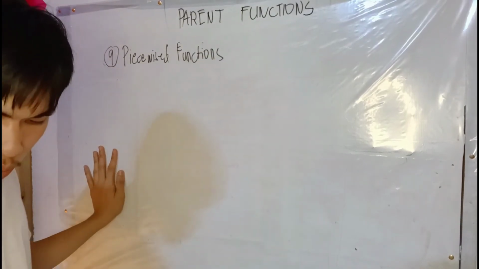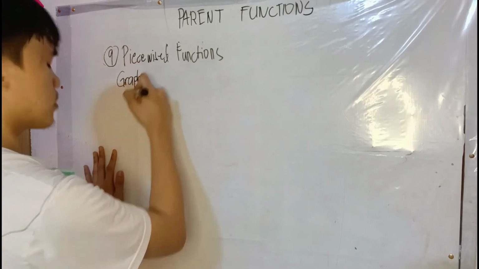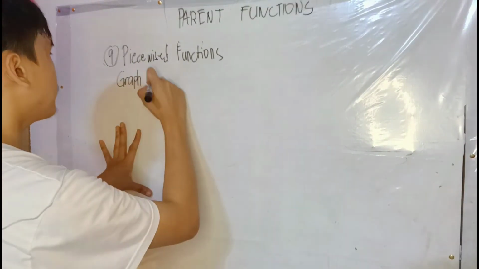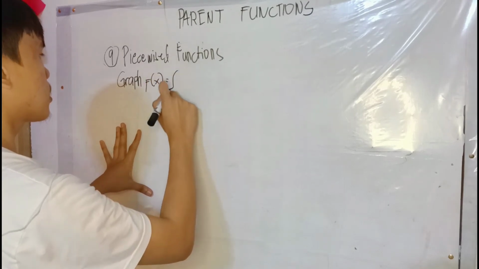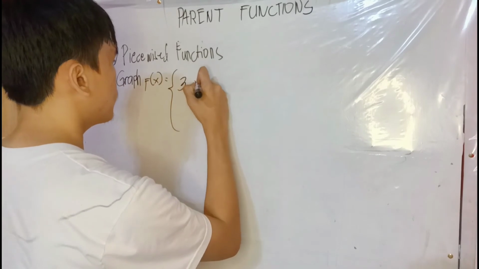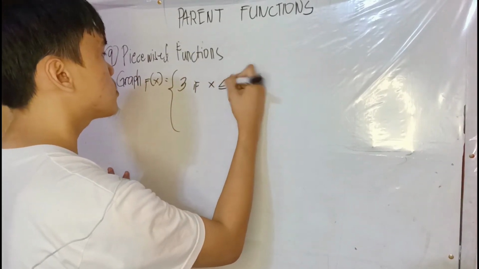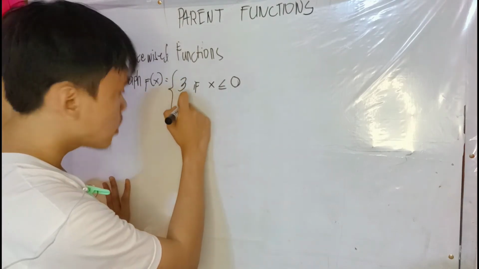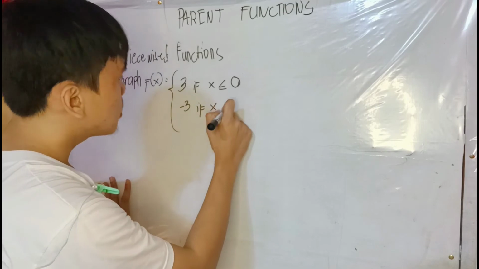Okay, so for example, graph f of x with the same 3 if x is less than or equal to 0 and negative 3 if x is less than 0.